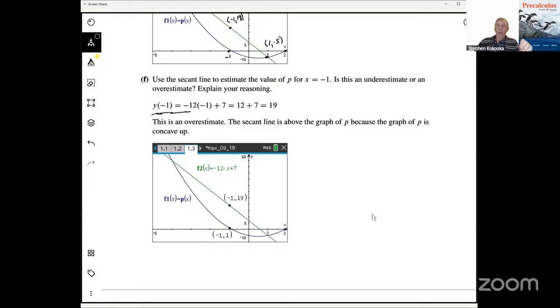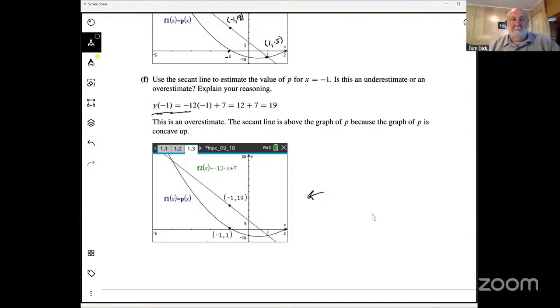So we know that it's an overestimate, but how do we reason that out? It's an overestimate because the graph of p is concave up. It's a parabola that opens up, so it's always concave up. And that means any of these secant lines must be above that curve. And so my estimate here has to be an overestimate of the real value, p of -1. And you can see that visually in this graph, which has the graph of p, the graph of the secant line, and the 2 points, the point on the graph of p and the point on the line.